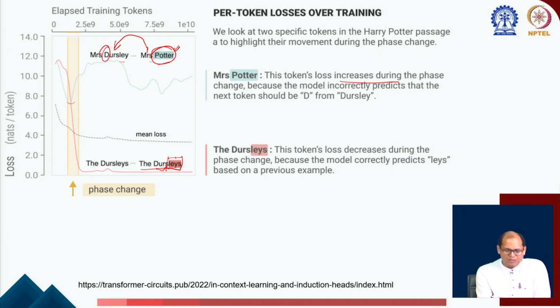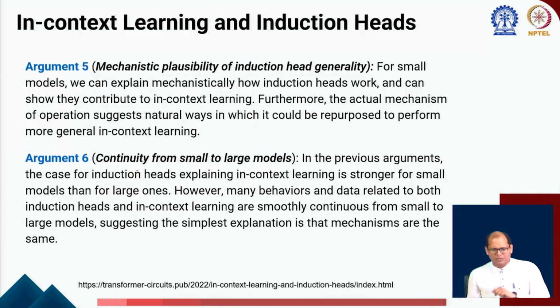I mean, whichever token says "I follow this," it will start predicting the next token with a high probability. So its loss decreases after this phase change. There is some nice evidence in the paper. They made certain arguments, for example, the mechanistic plausibility of induction heads. For small models they can explain how these induction heads actually work, and they can even show how they contribute to in-context learning.